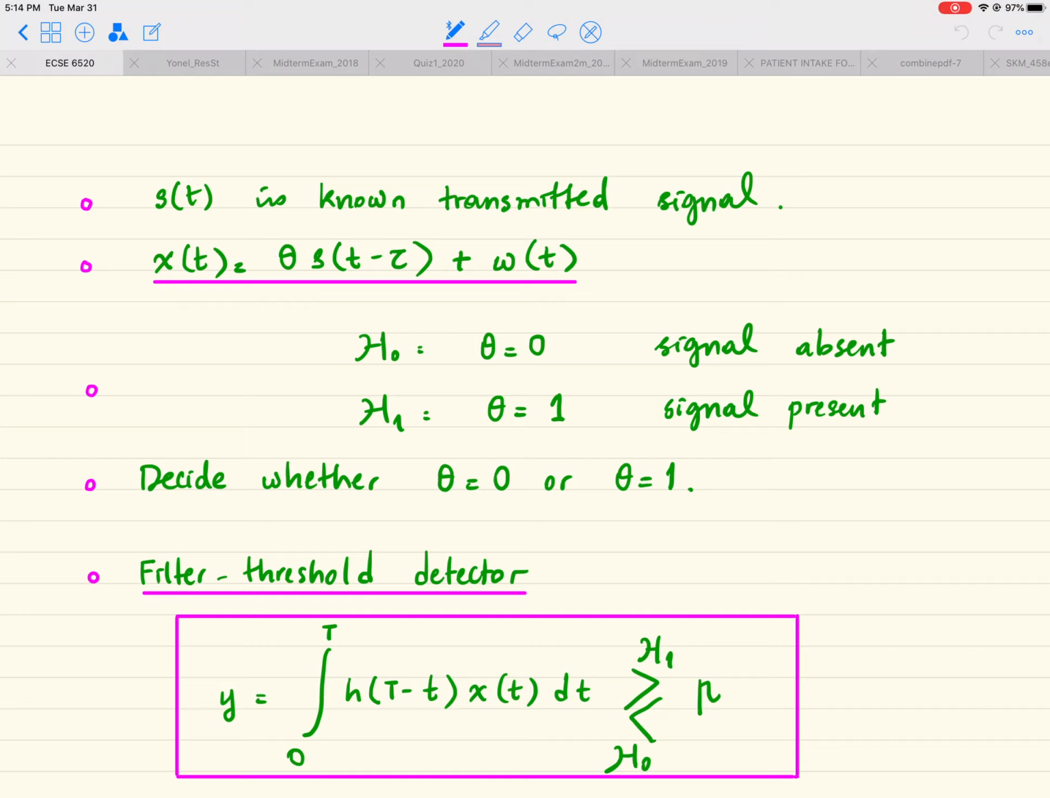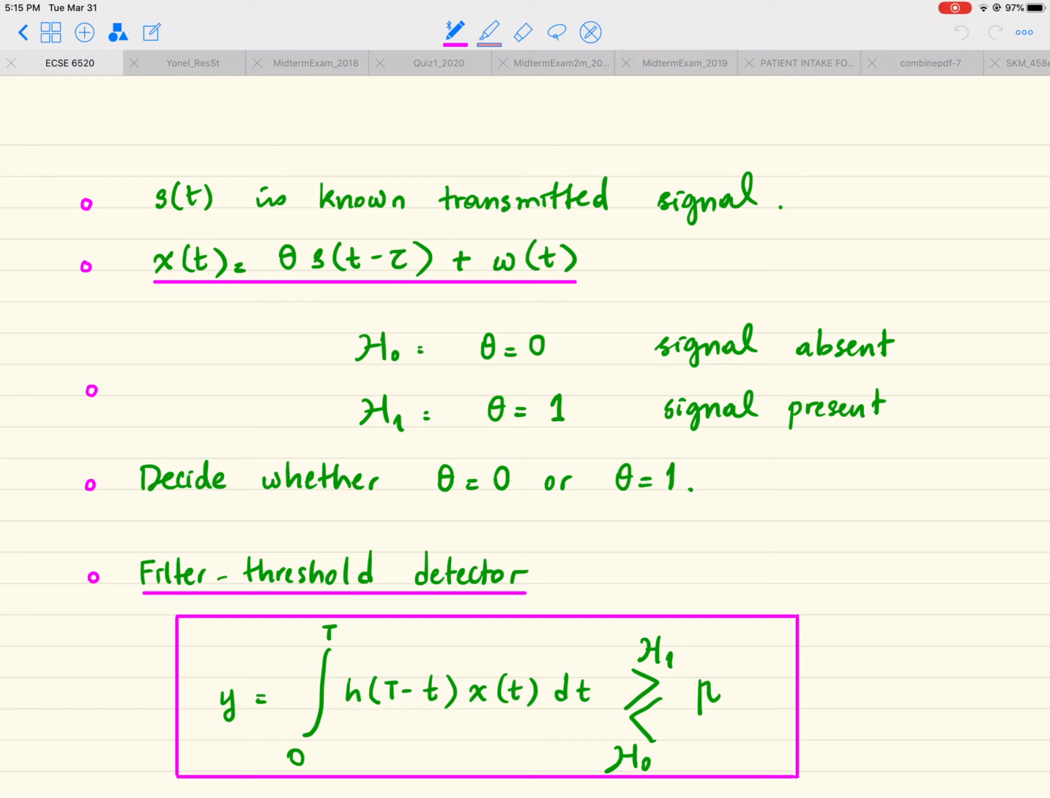So we can, of course, alternatively formulate this problem as null hypothesis being theta equal to 0 and alternative theta equal to 1, if we rewrite the signal x of t as theta times s of t minus tau plus the noise.